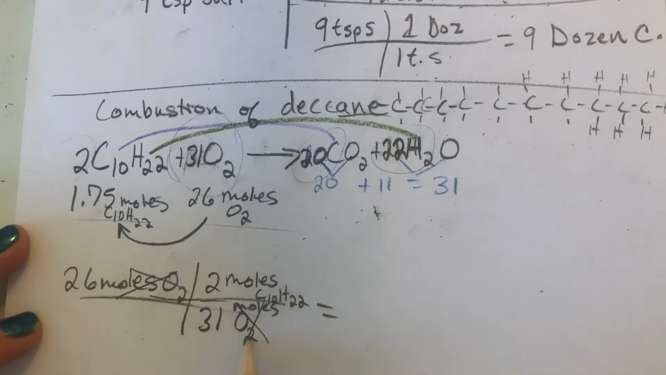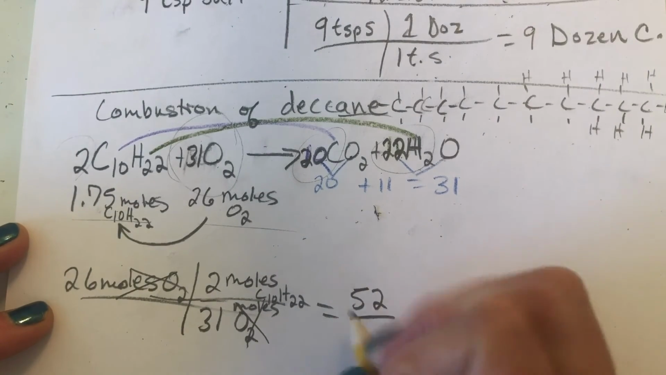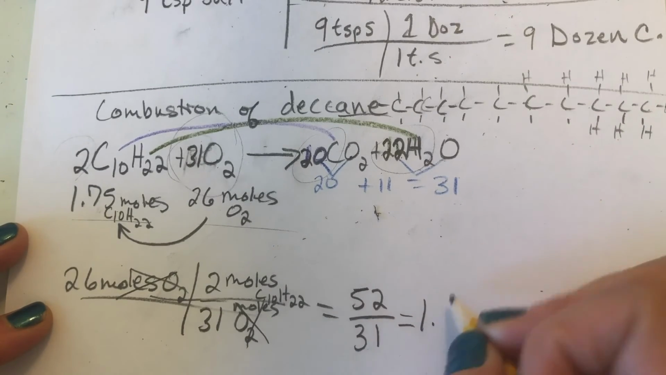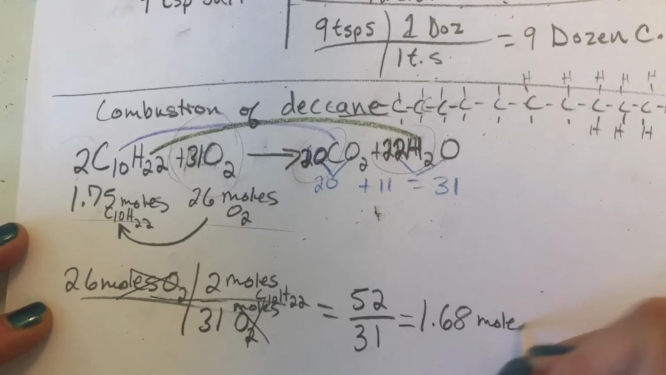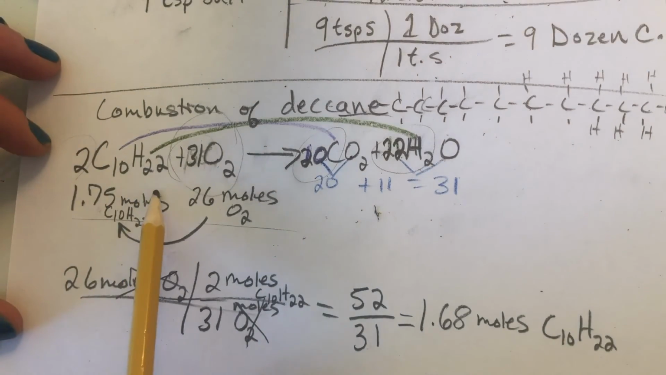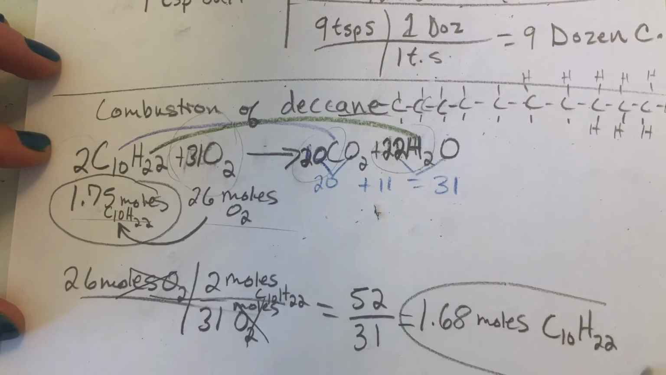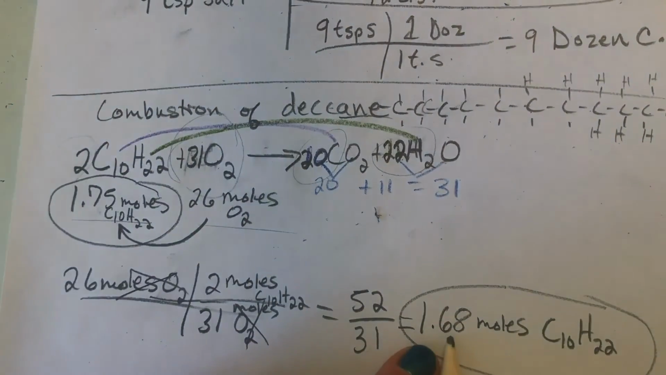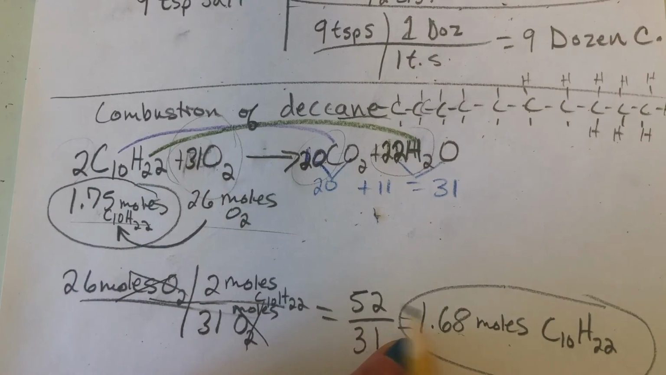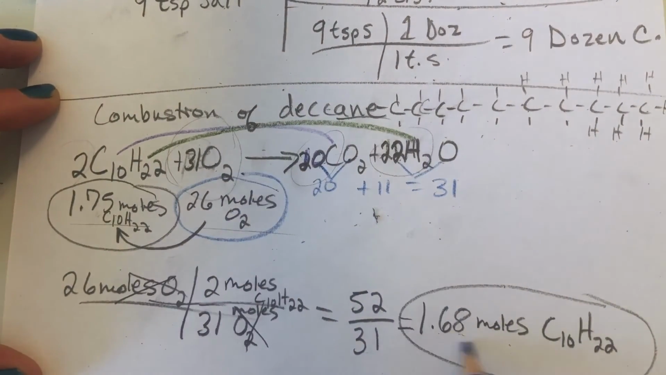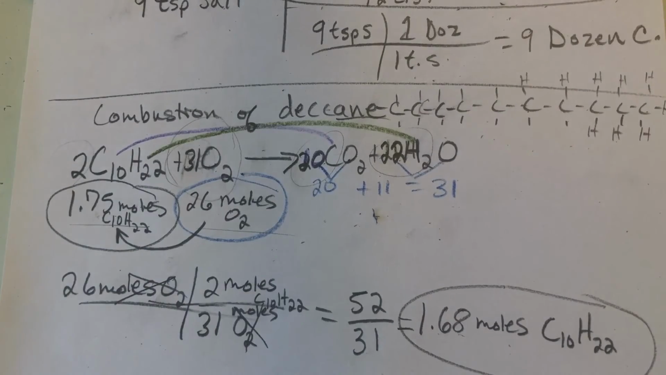Okay, so then we would multiply across. The units of oxygen cancel out. And we get 52 over 31. And use a calculator. You can make that simplified. 52 divided by 31 is 1.68 rounded moles of decane. Now, you're not quite done yet. You need to compare the quantity of decane you have with the quantity of decane that you would need to completely react with the 26 moles of oxygen. It's a smaller quantity. You notice 1.68 is smaller than 1.75. So your O2, you're going to run out of that first. You can only make 1.68 moles of decane with that 26 moles of O2. Okay? This kind of makes sense.